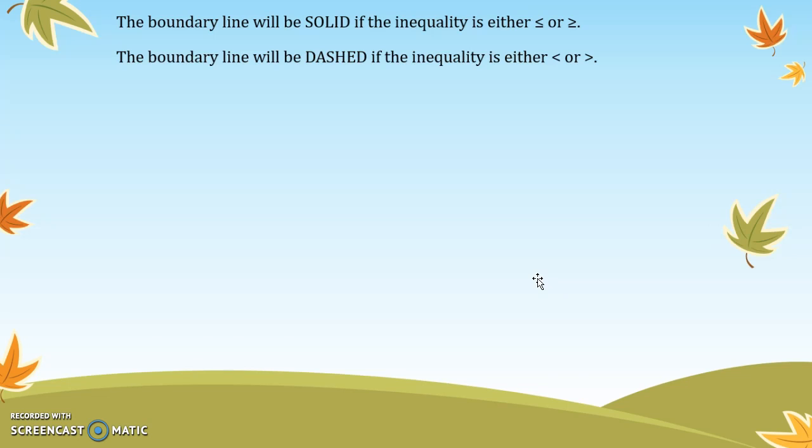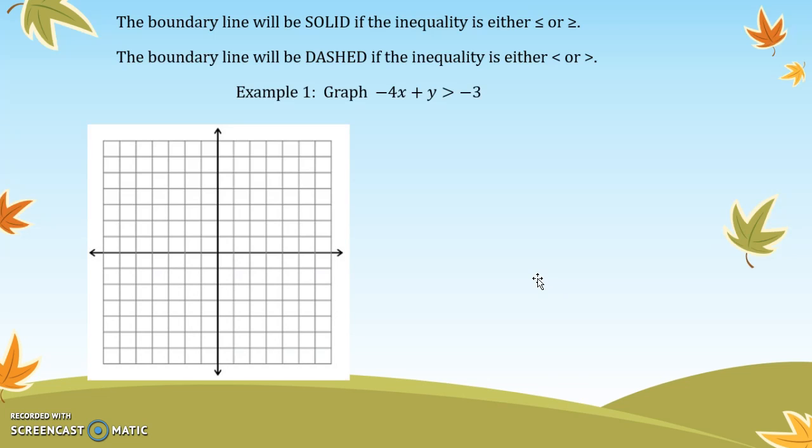All right, let's hop into our first example. Our first example is to graph negative 4x plus y is greater than negative 3. We're going to get y by itself, just as we did with y equals mx plus b, so we can use slope and y-intercept to graph this. We need to add 4x to both sides, and we end up with y greater than 4x minus 3. So now we know that our slope is 4 and our y-intercept is negative 3.